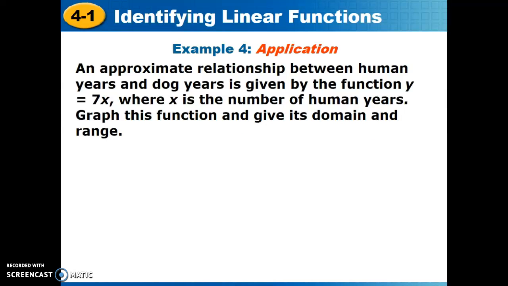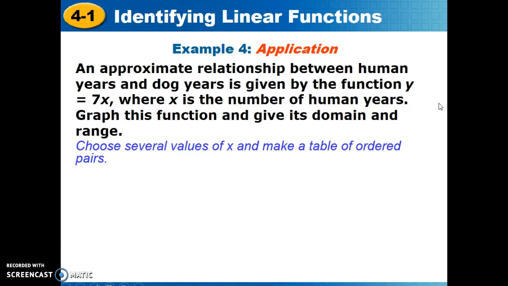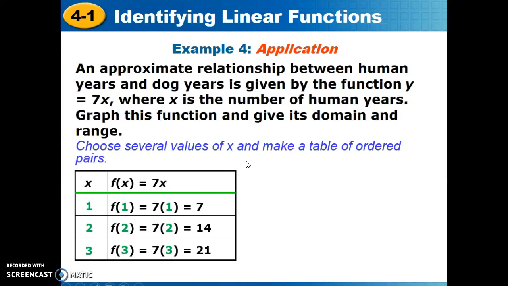Let's look through this. An approximate relationship between human years and dog years is given by the function. We know dogs tend to age 7 times as fast. X is the number of human years. Graph this function and give the domain and range. Choose several values of x and make a table of ordered pairs. X being 1, since x is time in human years, it has to be a positive value. Plugging it in, we get dog years, 1 times 7, 2 times 7, 3 times 7.